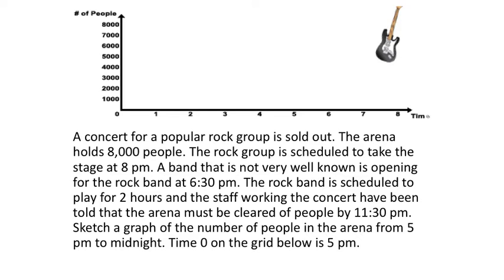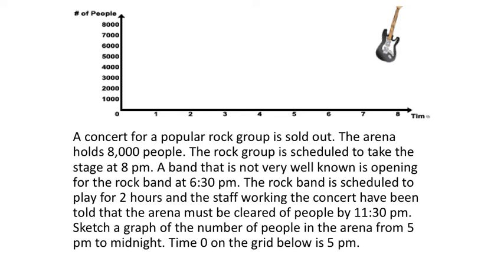The rock group is scheduled to take the stage at 8 p.m. A band that is not very well known is opening for the rock band at 6:30 p.m. The rock band is scheduled to play for 2 hours, and the staff working the concert have been told that the arena must be cleared of people by 11:30 p.m. Sketch a graph of the number of people in the arena from 5 p.m. to midnight. Here the time 0 on the grid below, I guess above in this case, is 5 p.m.